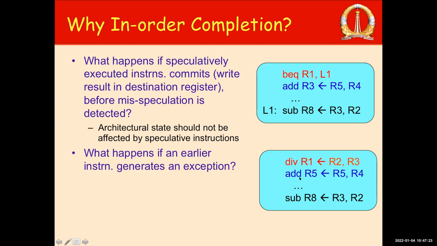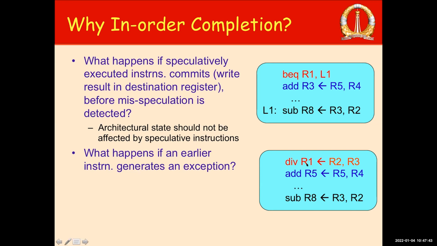So because of these reasons, what you tend to do is allow the instructions to execute out of order, produce the results, and even forward the results to other instructions which are waiting for them. But do not modify the architectural state. Do not modify register 5.